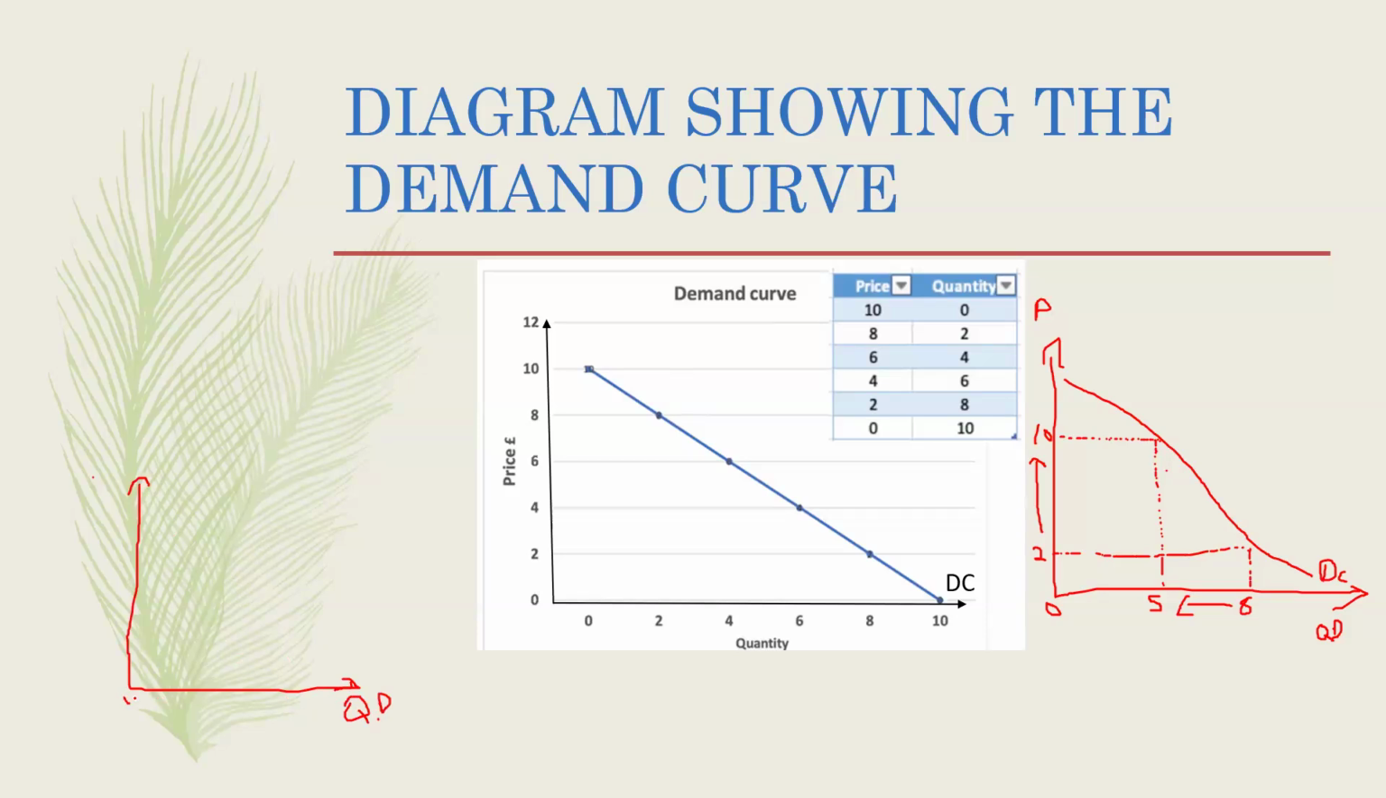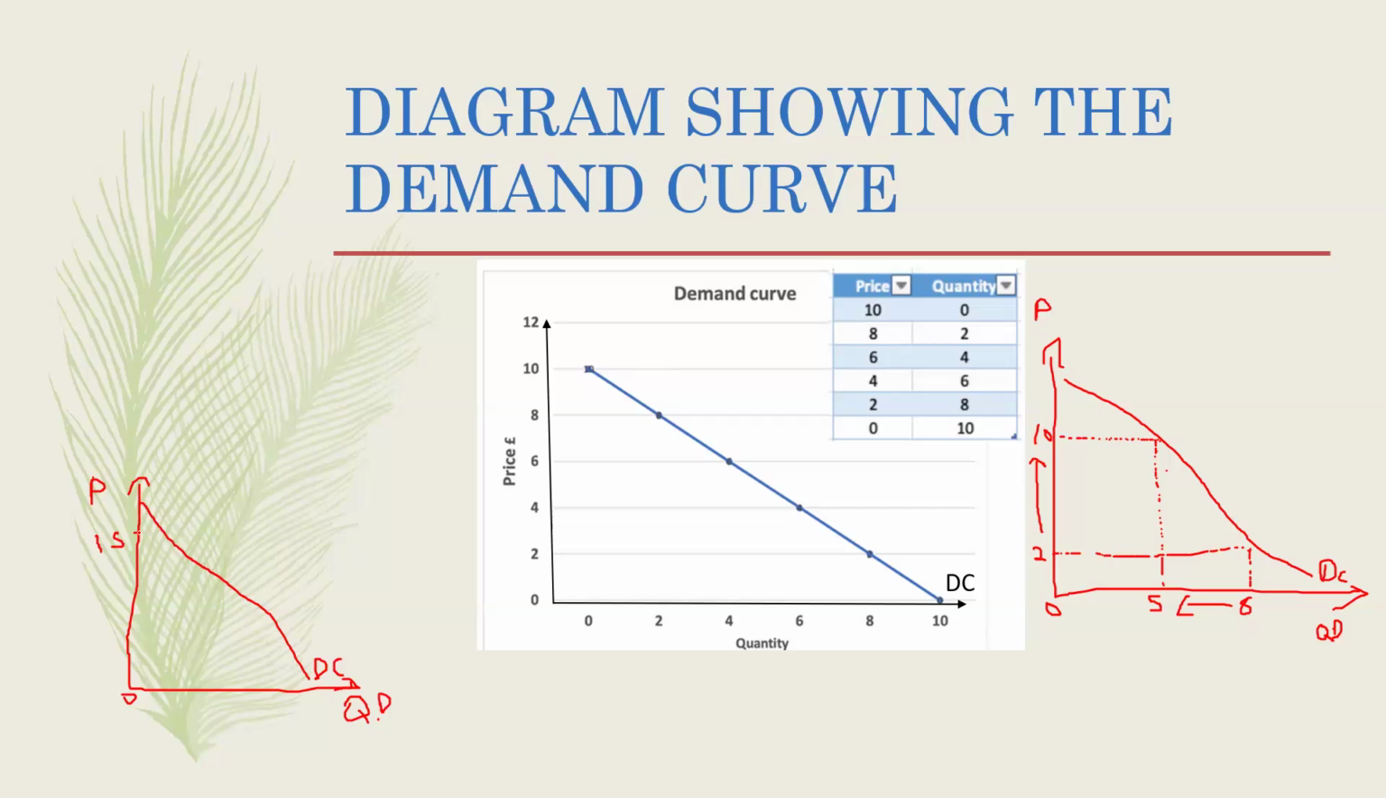We have our origin, and we have our price. What will happen if prices were to go down? Let's just say your price was originally at $15. This is my curve. It is downward sloping. This is my demand curve.